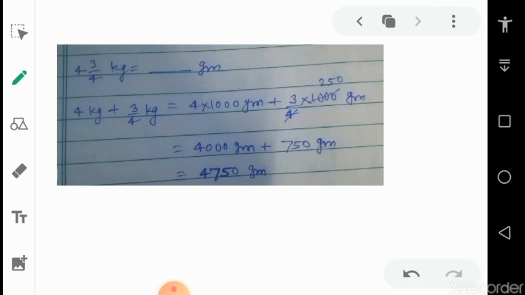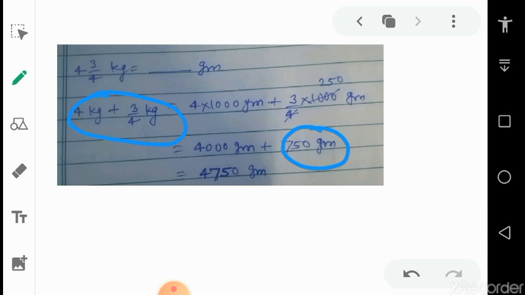Now it is again the question of mixed fraction. 4 and 3 upon 4 kilogram, we have to convert it into gram. Then the mixed fraction is divided as 4 kg and 3 by 4 kg. So 4 kg is multiplied by 1000, 3 by 4 is also multiplied. Now you can divide 1000 by 4, getting 250, and we have 4000 gram plus 750 gram here. So by adding both these we get 4750 gram.